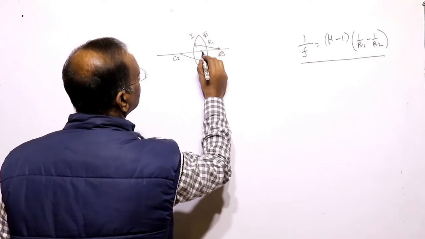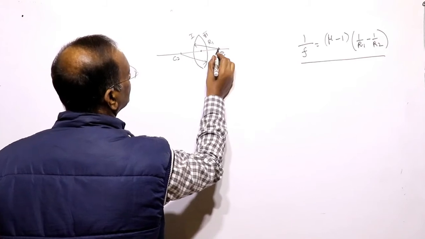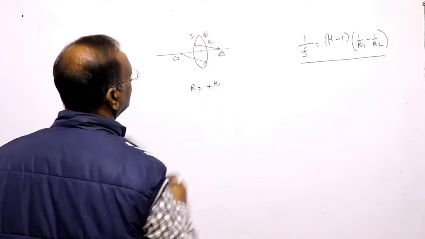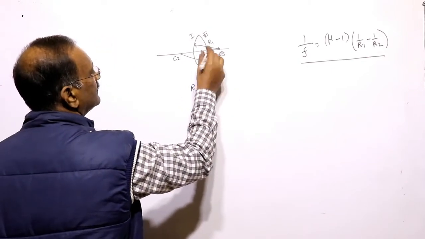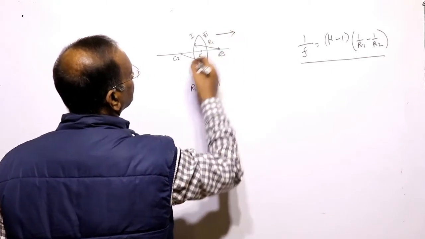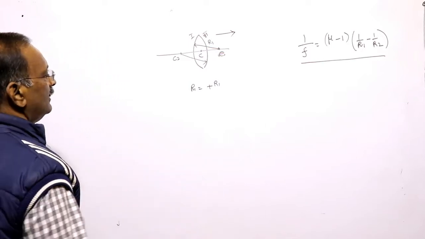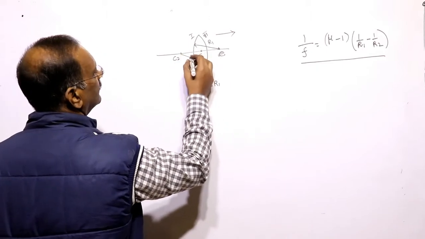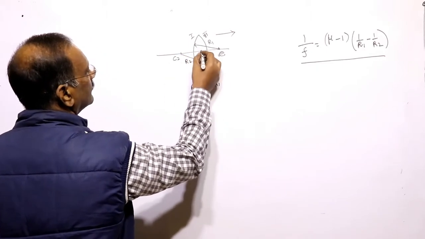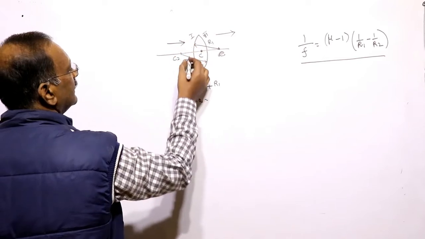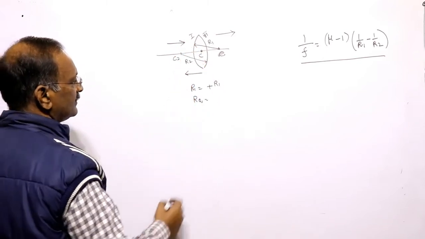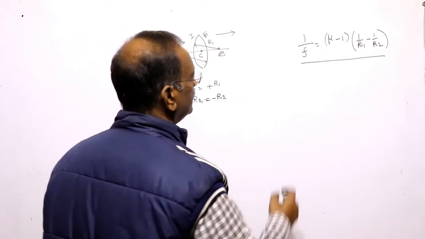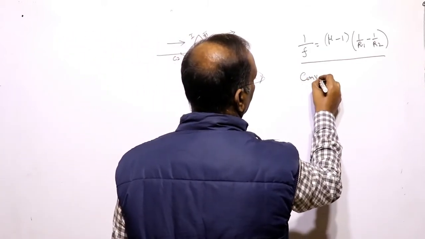The distance from here to here, the distance of the first one, that is R1, is nothing but plus R1, because we are measuring the distance from the optical center along the ray direction. And R2 is from here to here. This is R2. From here to here, it is against the ray direction. So R2 is equal to minus R2. So how will the equation change for a convex lens?